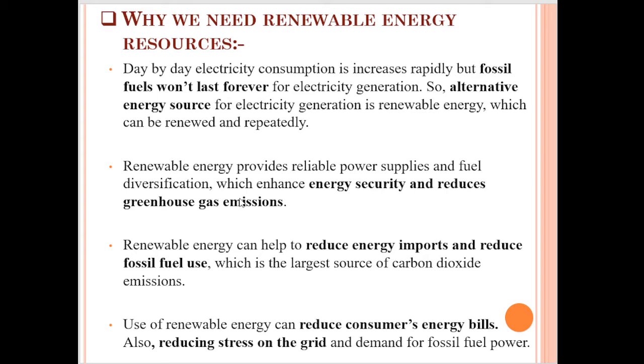As day by day electricity consumption increases rapidly, but fossil fuels won't last forever for electricity generation. So, the alternative energy source for electricity generation is renewable energy, which can be renewed repeatedly. Renewable energy provides reliable power supplies and fuel diversification, which enhance energy security and reduce greenhouse gas emissions.